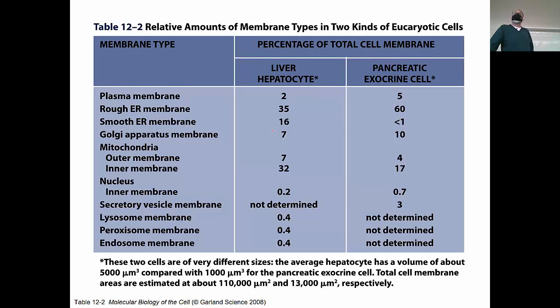In contrast, pancreatic exocrine cells are involved in secreting proteins. Okay? And so that requires a lot of rough endoplasmic reticulum, and we can see that reflected here as well, with 60% of the membrane being rough endoplasmic reticulum. So again, we can make generalizations, say this percentage is this and this percentage is that, but it's different for different cells because cells have unique function.